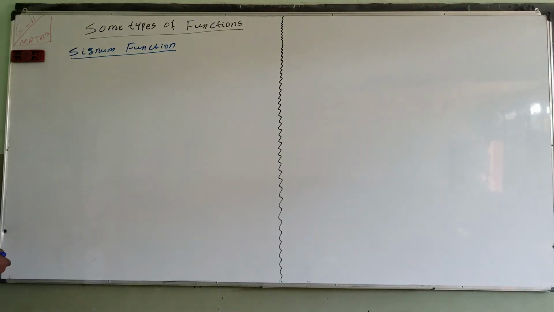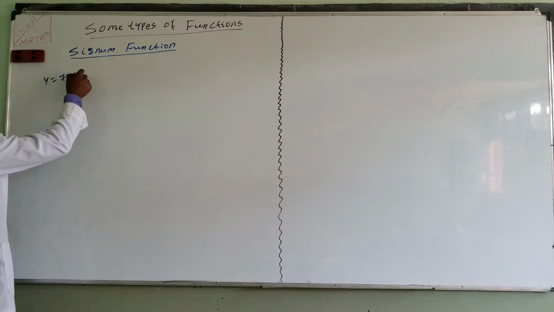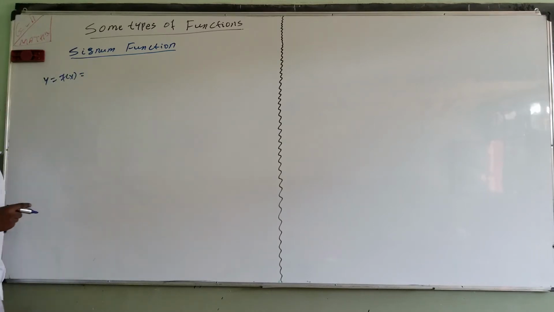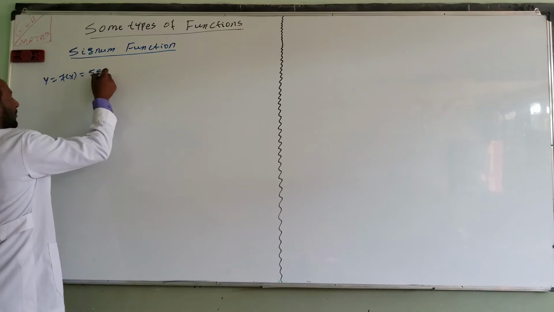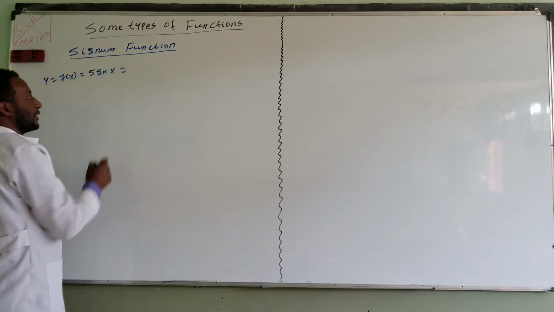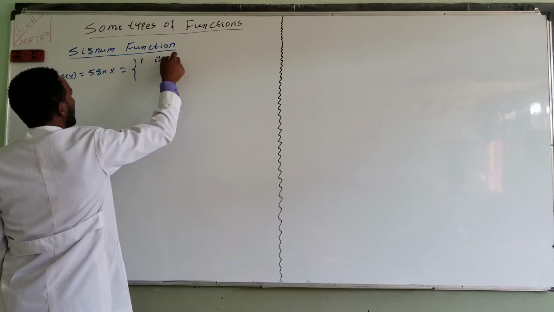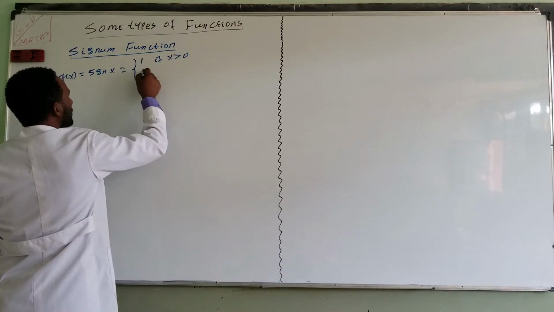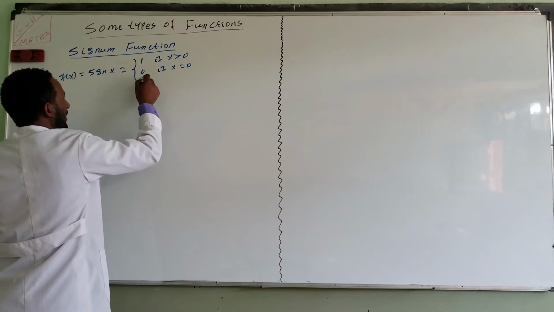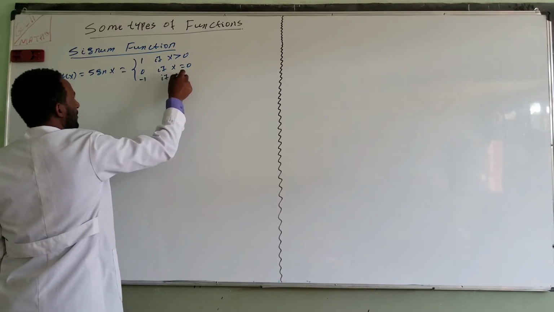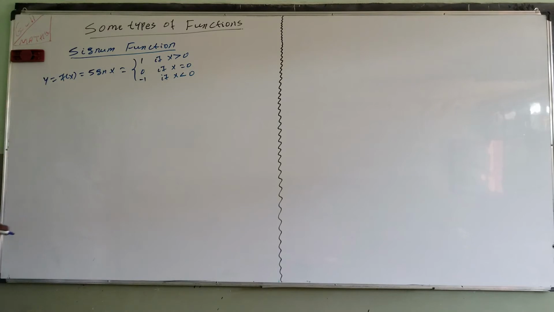A signum function is defined as y is equal to f of x is equal to this. A signum function is denoted by SGN, signum x, which is equal to 1 if x is greater than 0, 0 if x is equal to 0, and negative 1 if x is less than 0.